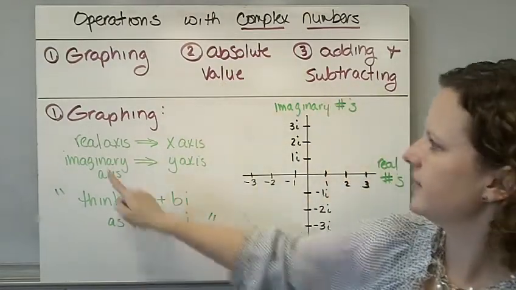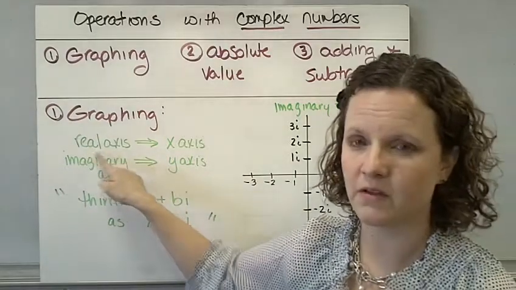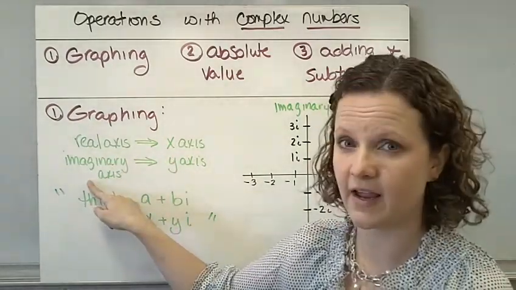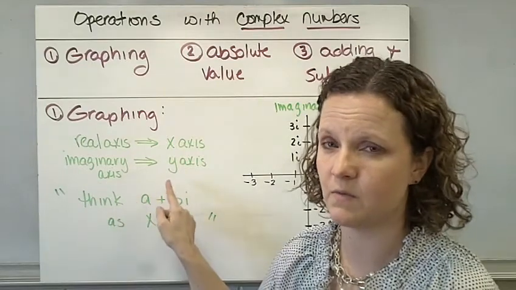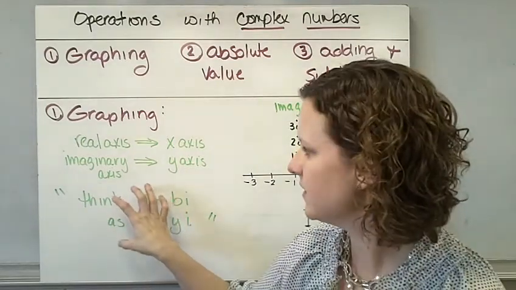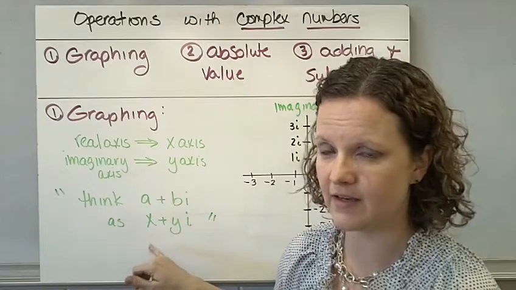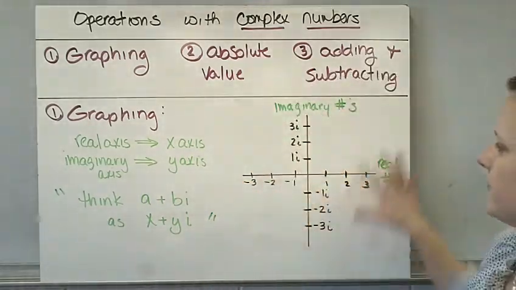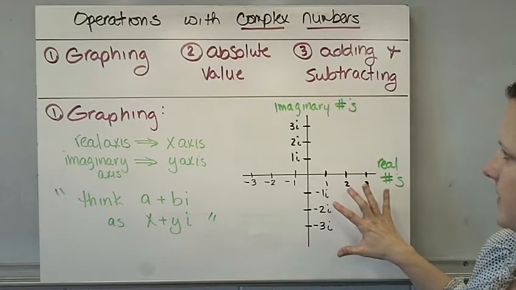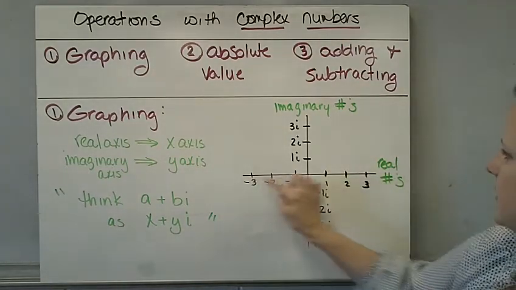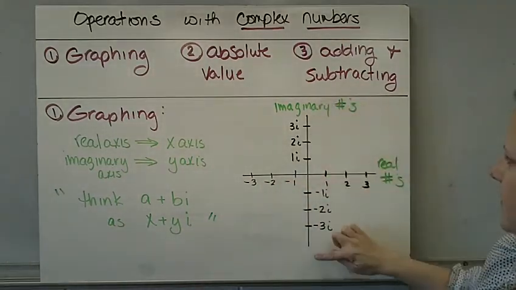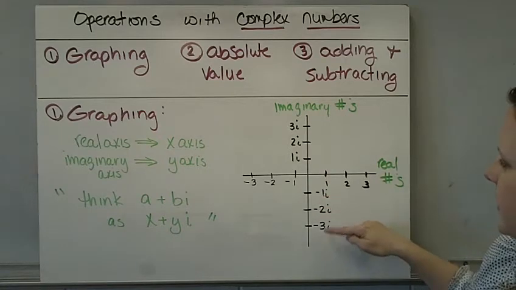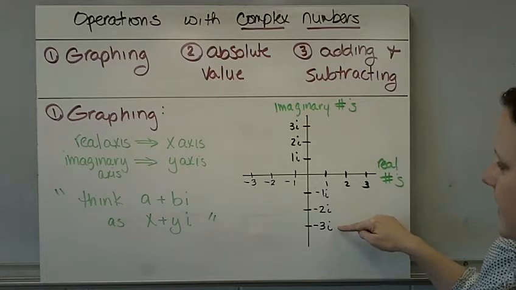First of all, with graphing, all you have to do is remember that the real axis is the x-axis, and the imaginary axis, the i part, is the y-axis. So if you think to yourself, a plus bi is now x plus yi. I've written out an axis right here. The real numbers are the x, the imaginary numbers are the y. And where it used to be just -1, -2, -3, it's now -1i, -2i, -3i.